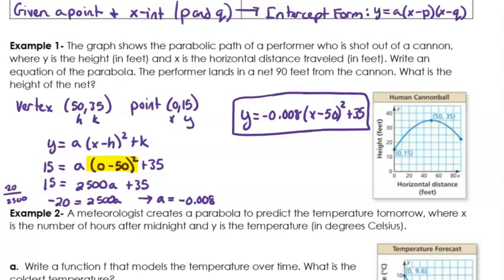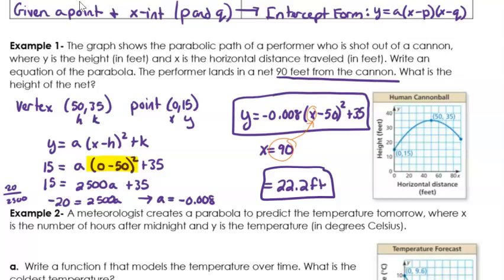Now, if you want to know how high the net is, it's 90 feet from the cannon. So that tells you x equals 90. So you're going to plug x equals 90 into your equation right there, and you're going to type that in your calculator. So when you plug x equals 90 in, you type that whole thing in your calculator, and you get 22.2 feet. So that's how high it is. Now, how I knew it was x that was 90 is because this point clearly has an x value that's 90 because you're 90 feet away from the cannon, and you're looking at the y value, meaning how high the net is off the ground.